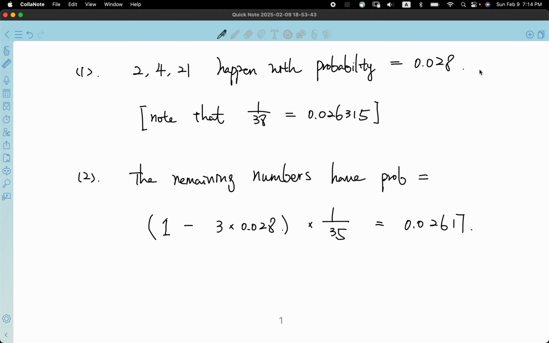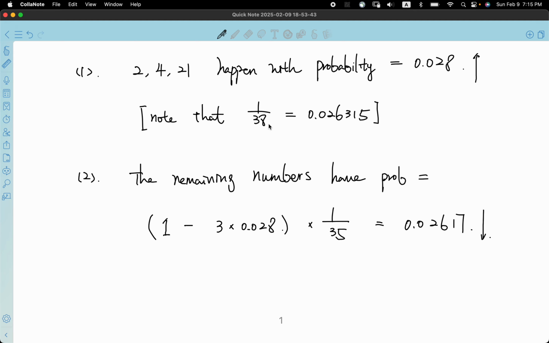So you can see that when we arbitrarily assign a higher probability to the 3 numbers that we are in favor of, then for the remaining numbers, we are assuming that they are equally probable for the rest of the 35 pockets. When we divide by 35, we have a probability of 0.02617, which is less than the number under the equal probable assumption. So this one is greater than the probability of 1/38, and this is less than the probability of 1/38.